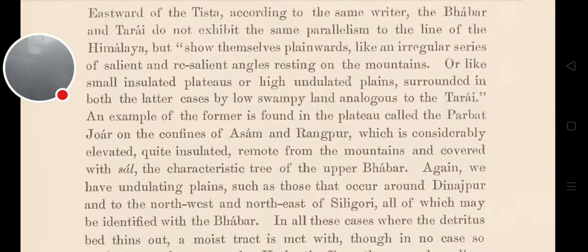Eastward of the Tista, according to the same writer, the Bhabar and Tarai do not exhibit the same parallelism to the line of the Himalaya, but show themselves plainwards like an irregular series of salient and re-salient angles resting on the mountains, or like small insulated plateaus or high undulated plains, surrounded in both the latter cases by low swampy land analogous to the Tarai.